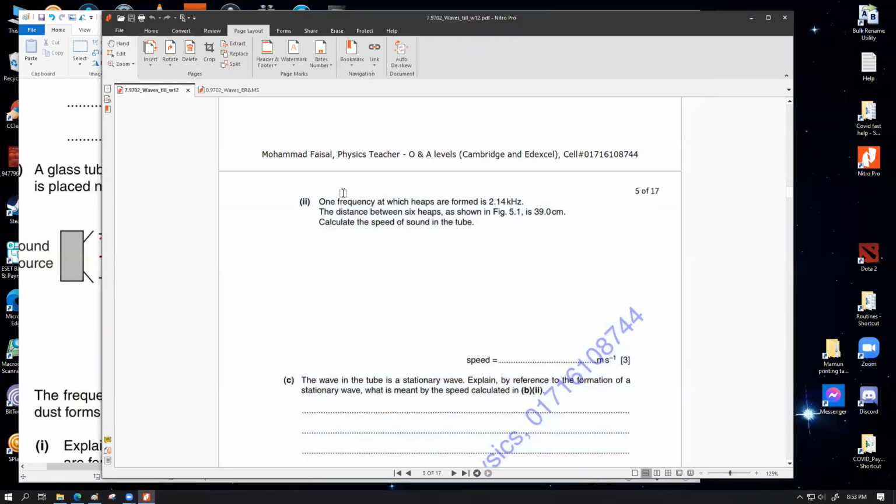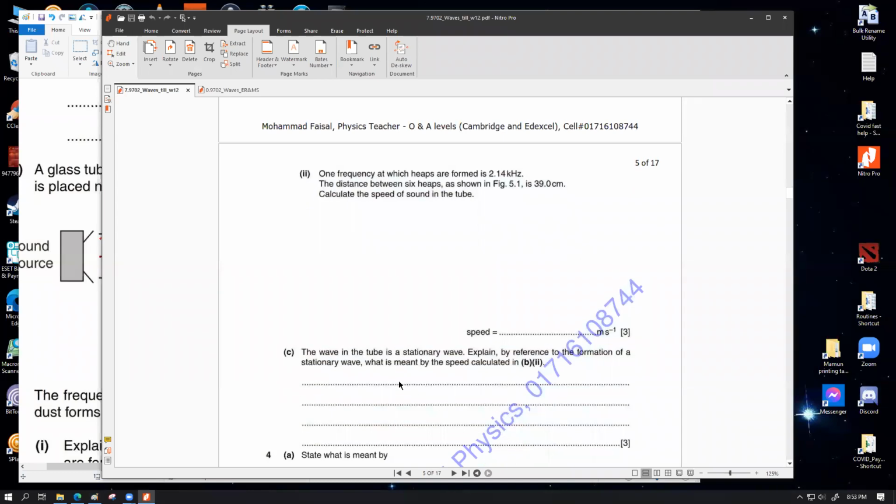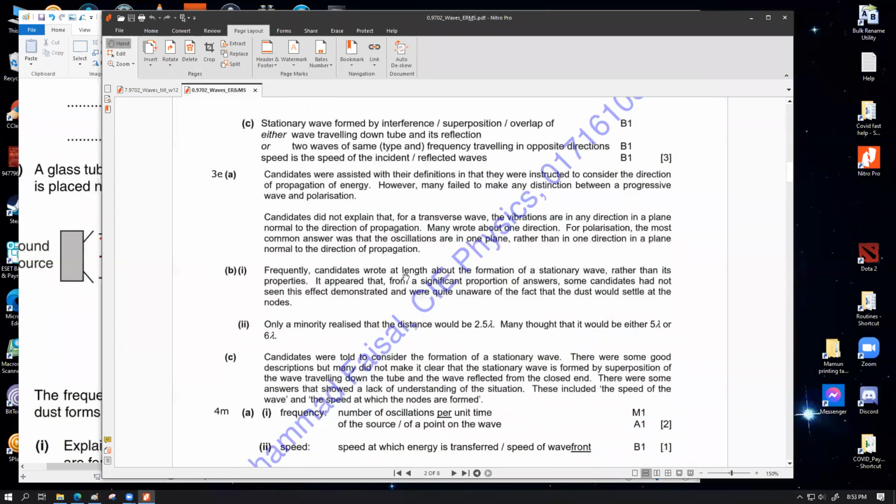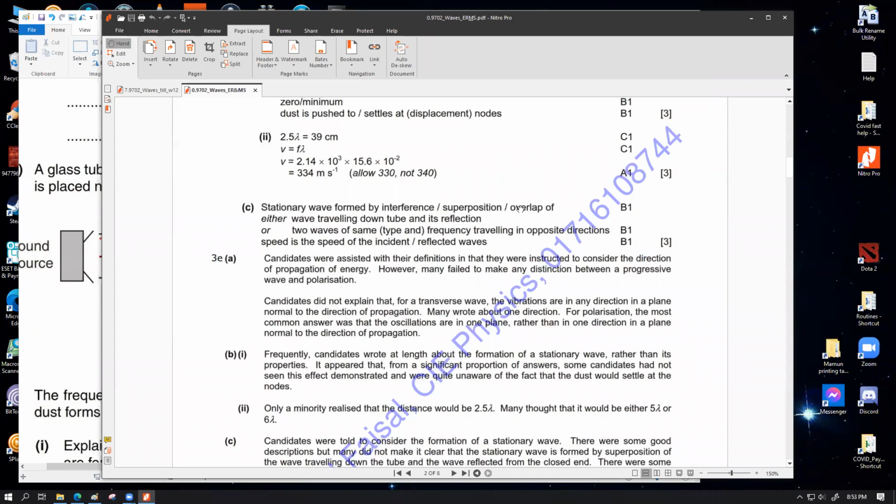If you look at the language for the mark scheme a little bit, take a good look for the question. The mark scheme says: stationary wave formed by interference or superposition or overlap of waves traveling down the tube and its reflection, or you can write two waves of same type and frequency traveling in opposite directions. So as far as the question says, this part contains 2 marks. The word interference, superposition, or overlap scores you 1 mark. And what are the two things that overlap or interfere?